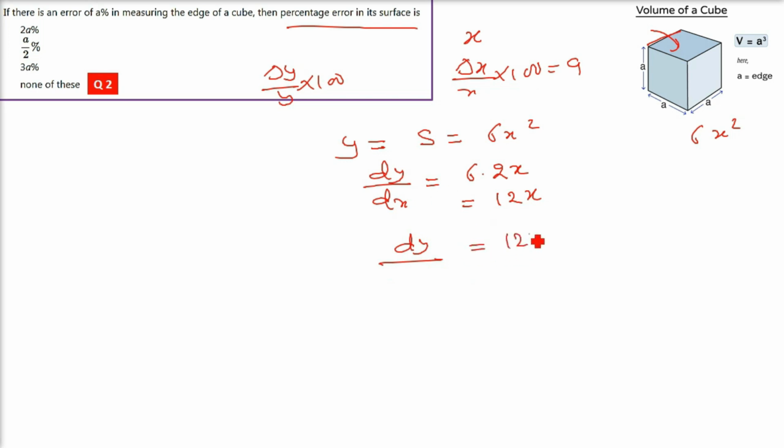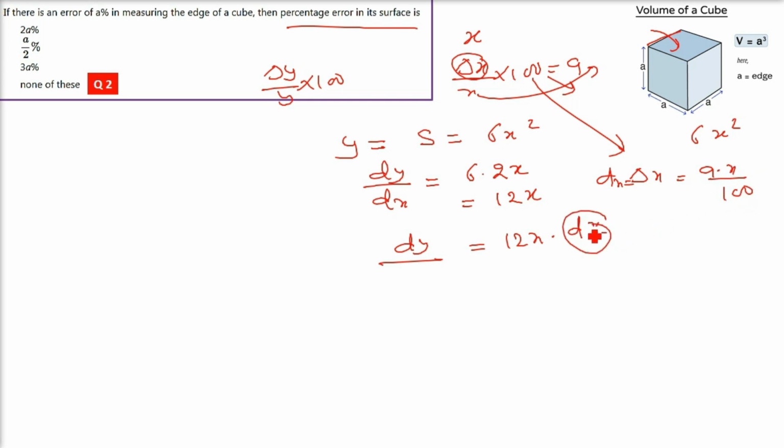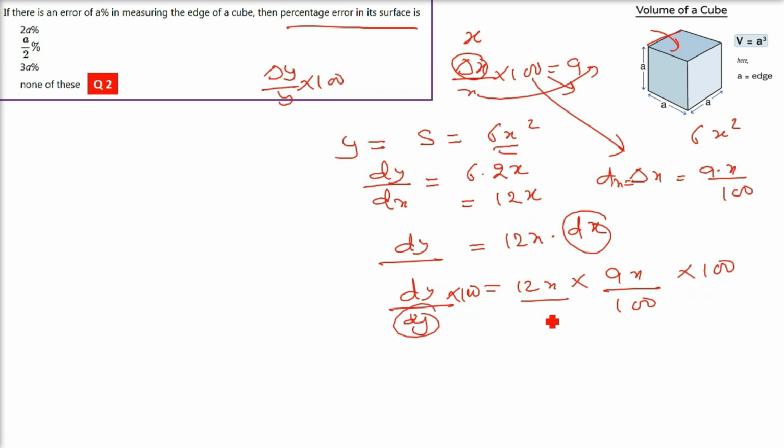Now take this dx on the right hand side, and this dx by x into 100 is already given to us. So from here we can compute dx. Dx is delta x only, so x goes up: a into x by 100. So in place of dx, you can always write ax by 100. So it's 12x, ax by 100. This is dy. So dy by y into 100 is to be computed. So we have to introduce 100 on the right hand side and divide the right hand side by y also. And y is 6x squared. So this 100 gets cancelled. This x and this x will form x squared. You can cancel it with the denominator. 6 into 12, a is remaining, so 2a. So the percentage error in its surface area is 2a%.